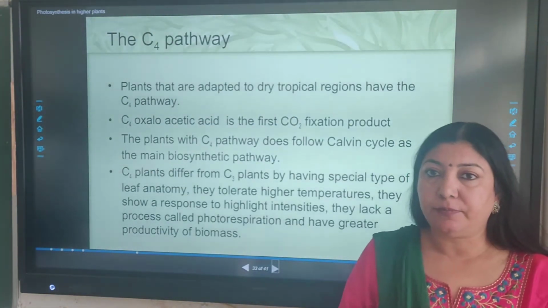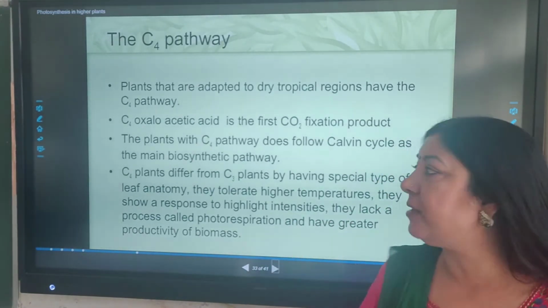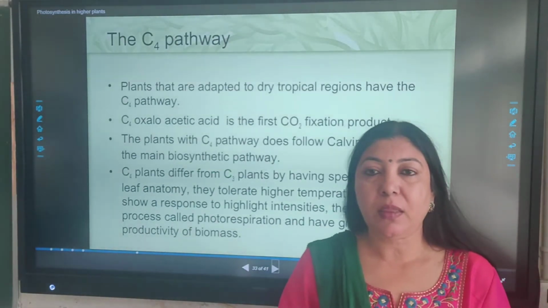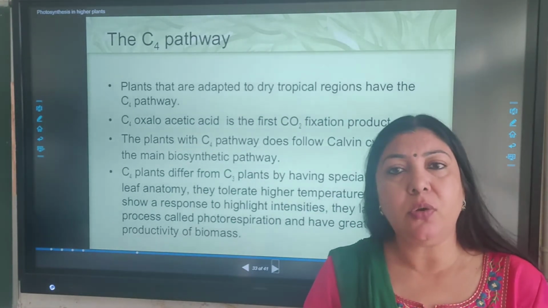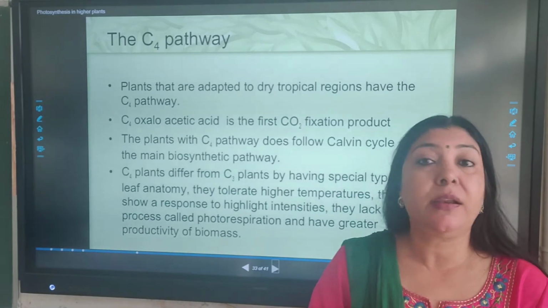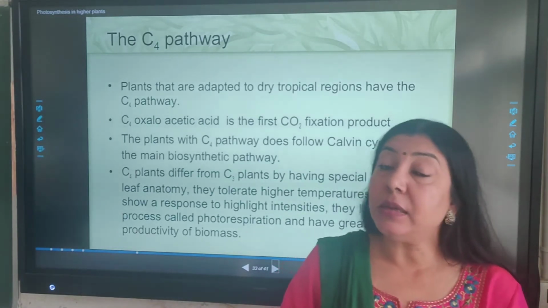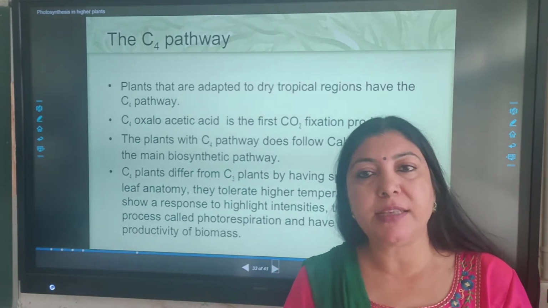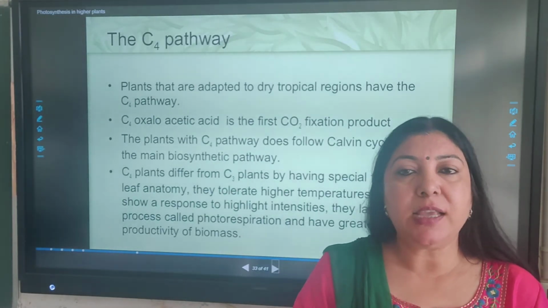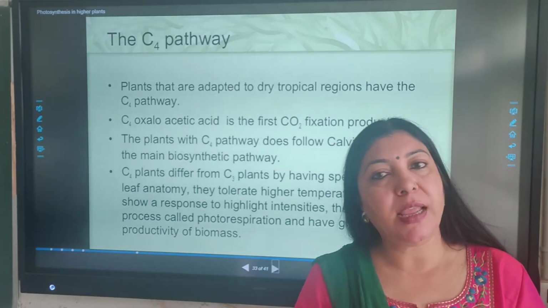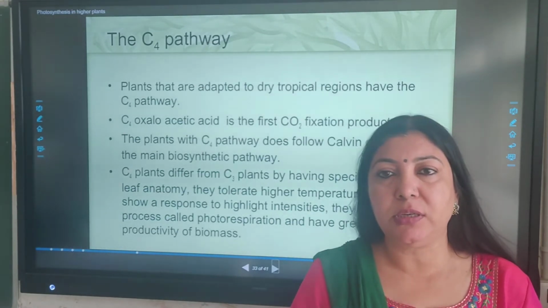In the C4 pathway, the first stable product is a 4-carbon product called oxaloacetic acid. But before going into the details of the C4 cycle, let us know why this C4 cycle is required. The main drawback of the C3 cycle is a process called photorespiration. I told you last time the enzyme RuBP carboxylase oxygenase has affinity both for CO2 as well as oxygen.